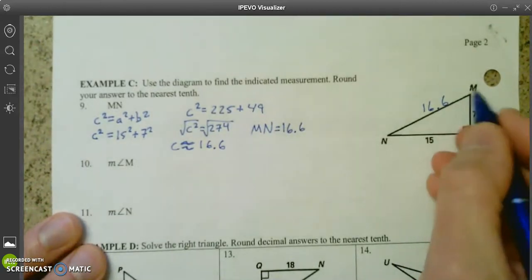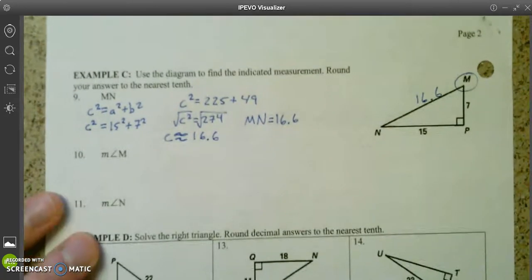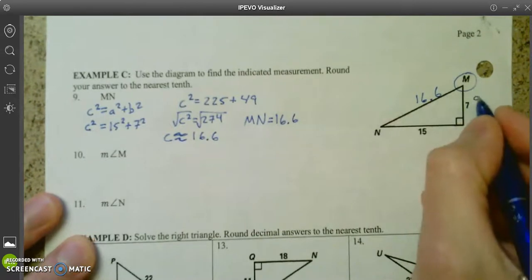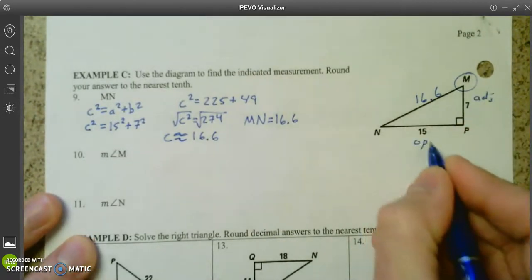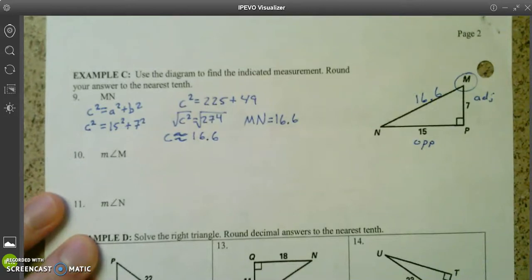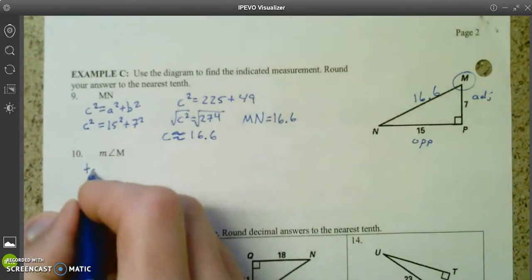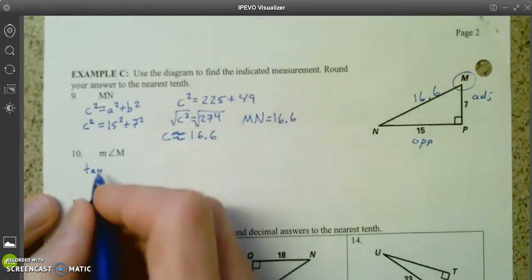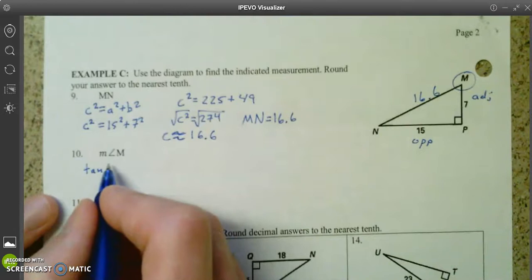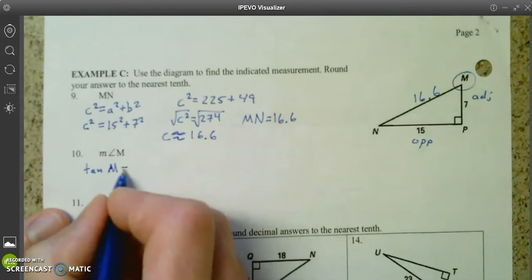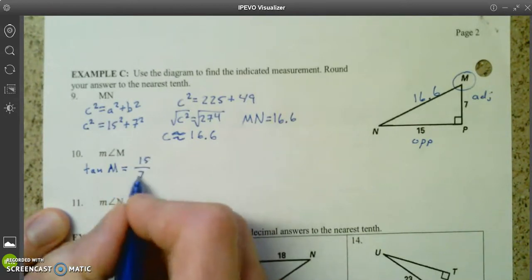Okay. To find the measure of angle M, so that's this angle measurement here. To find this one, I'm going to use the sides that I have non-rounded measurements for. In this case, I'm going to use this side here, which is adjacent to M, and this side here, which is opposite. Adjacent and opposite, the trigonometric function that works with that is going to be tangent. So I need to find tangent of N, opposite over adjacent, which is equal to 15 over 7.